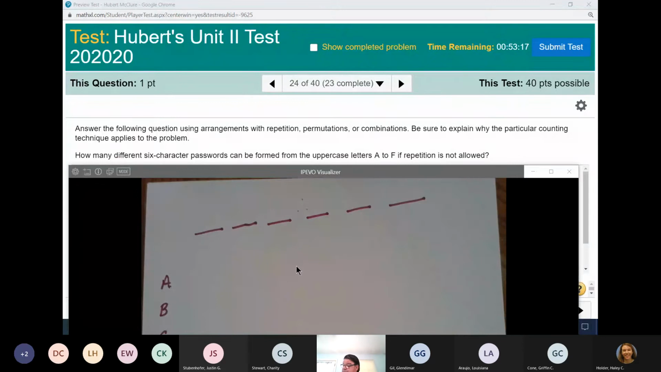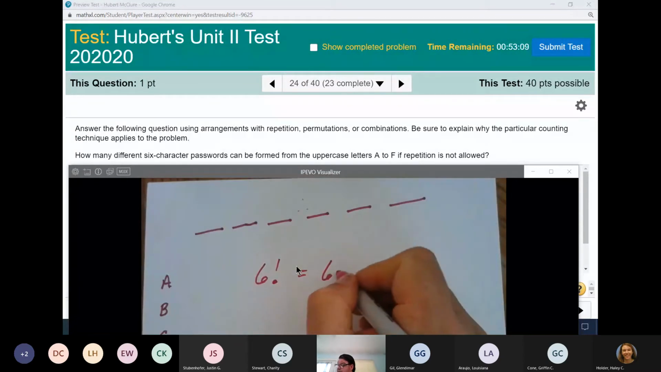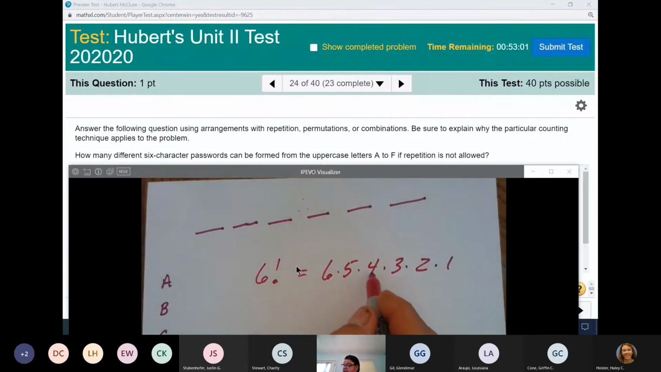I would do maybe 6 factorial. Now, I may be wrong, I may be reading this question wrong. 6 times 5 times 4 times 3 times 2 times 1. 6 times 5 is 30. 30 times 4 is 120. Y'all check me now. 120 times 3 is 360. Then 720. I would say there are 720 different combinations.